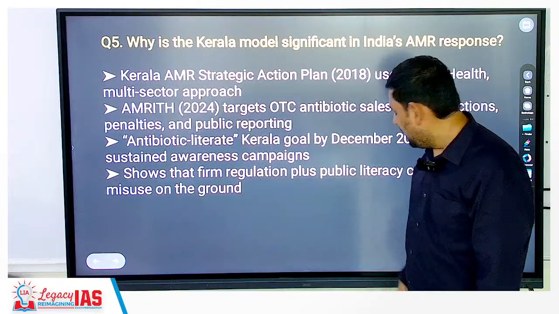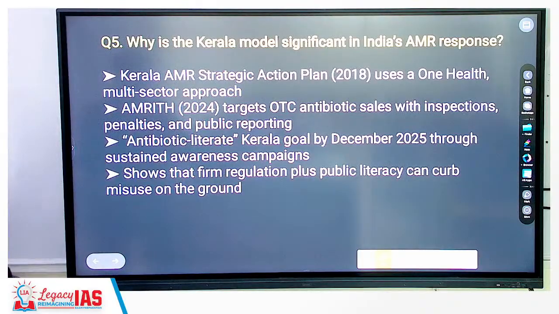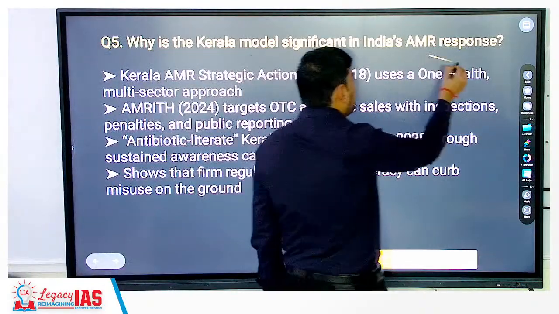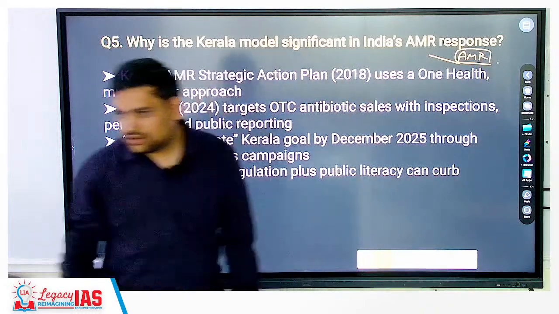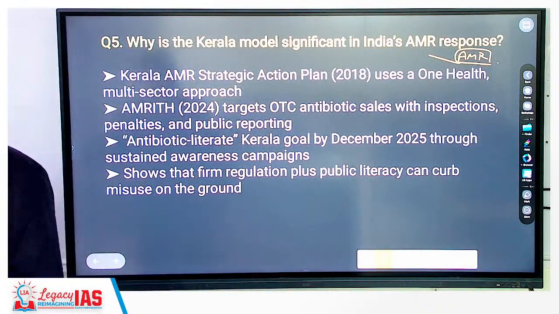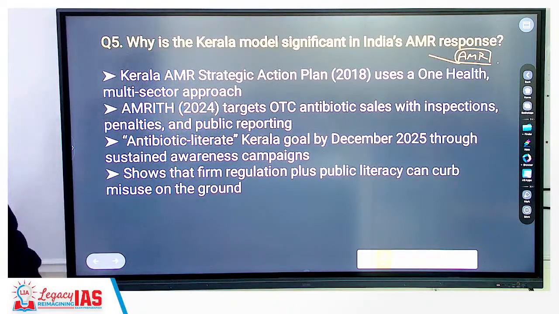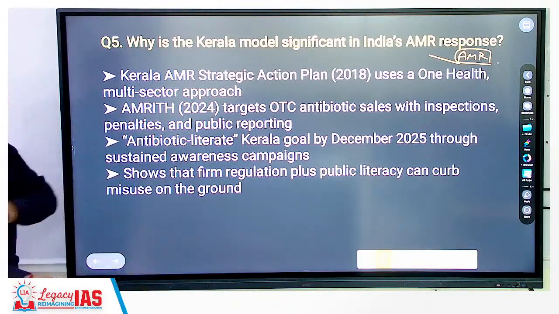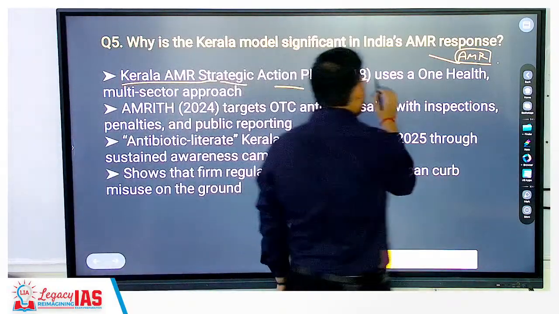Then Kerala, this was also an article. Kerala has actually seen a slight reduction in AMR. This is the only state that has seen this. It is not a huge dip, but at least there is a dip. Now, why is there a dip? What did Kerala do? The Kerala AMR Strategic Action Plan started in 2018.